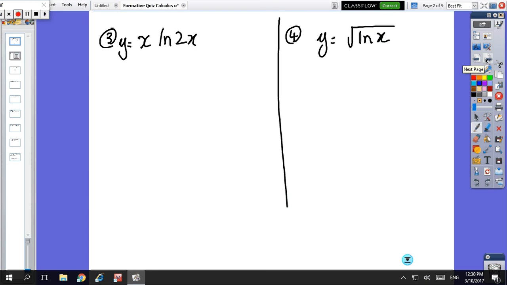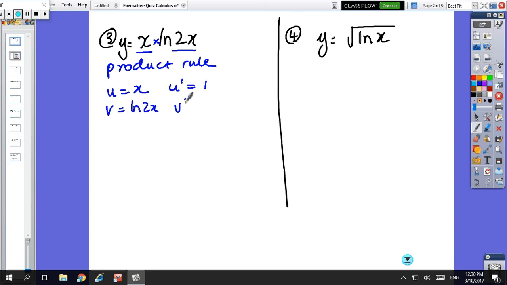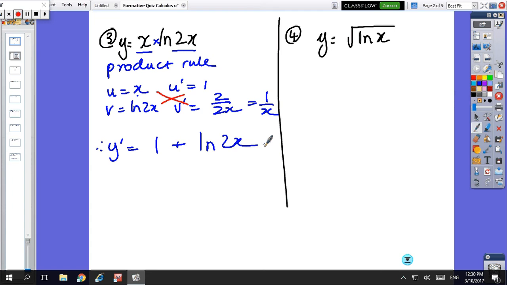Okay, so another one, again, just remember you've got some other rules you need to apply. Okay, pause, and when you're ready, come back live. Okay, so we've got two things with a multiplier, so we have to use the product rule. So u equals x, u dash equals 1, v equals log 2x, and v dash equals 2 over 2x, which is 1 on x, so therefore y dash equals, so with the product rule, you do your cross in between. So you got x times 1 on x is 1 plus 1 times log 2x, and that's your answer.